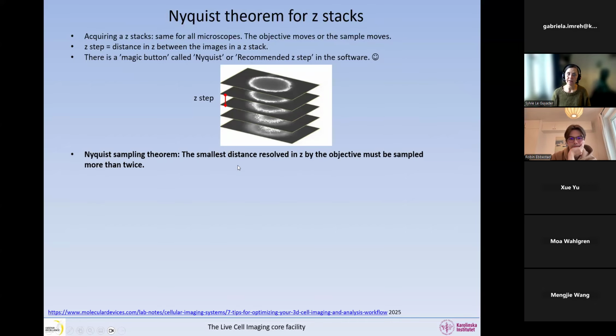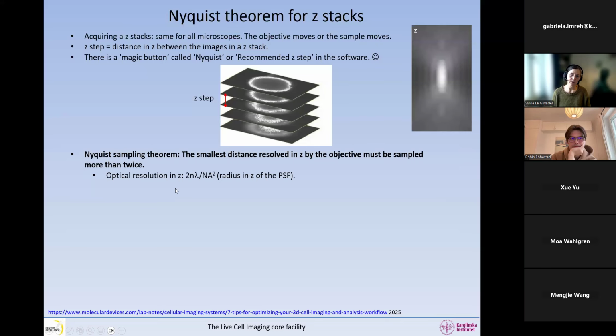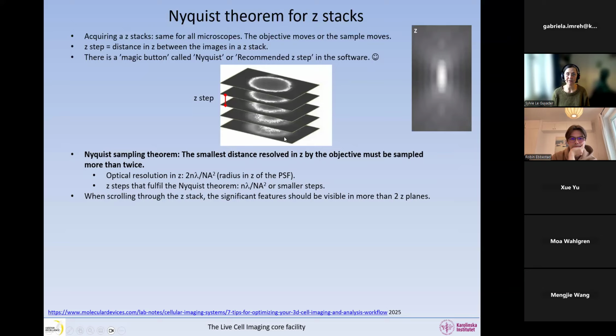But what does the Nyquist sampling theorem say? The smallest distance resolved in Z by the objective, so the optical resolution, must be sampled more than twice. We know the optical resolution in Z, it's like this, and this is the radius of this big blob. Then the Z step that fulfills the Nyquist theorem is half of that, so we can just remove the 2 here, or smaller steps. We can make lots of little steps, but if we have a Z step that is bigger than that, then we are undersampling.